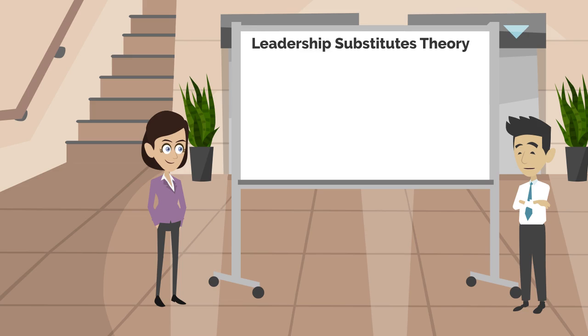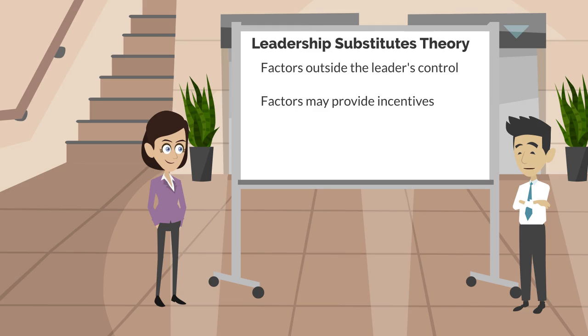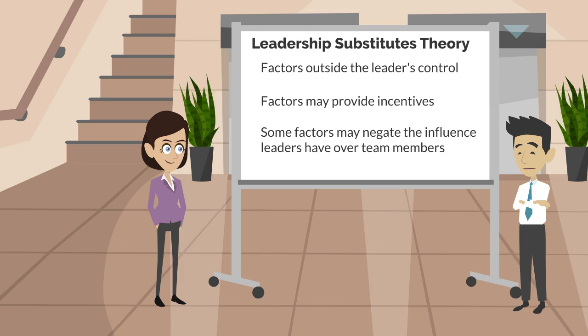One unique style of contingency theory is the leadership substitutes theory. Developed by Stephen Kerr and John Jermier, this theory states that there are some situations that are outside the influence of the leader. This leads to some factors affecting team members that the leader cannot control. These factors can then substitute for the influence that the leader otherwise might have over team members.